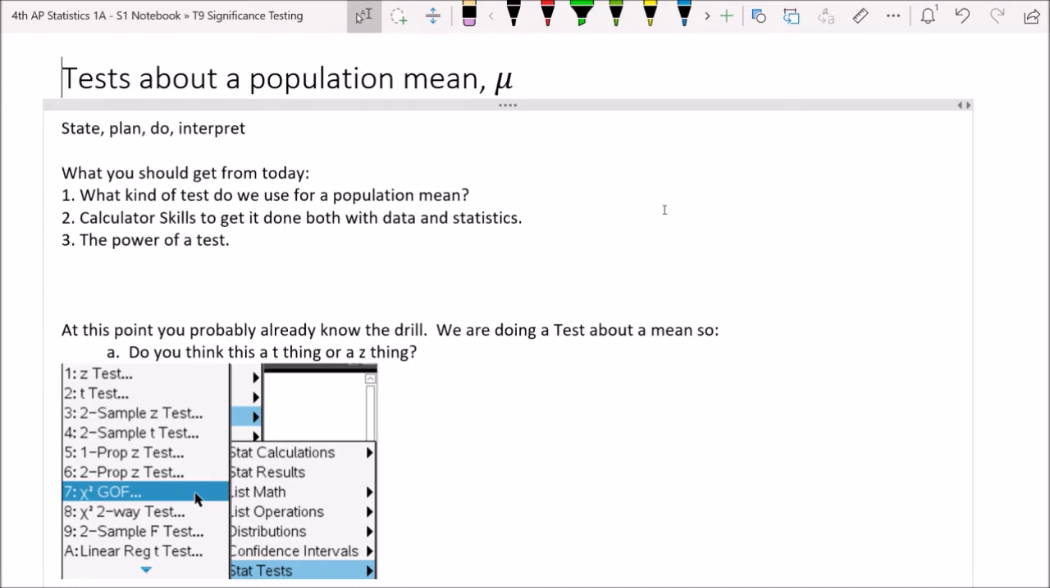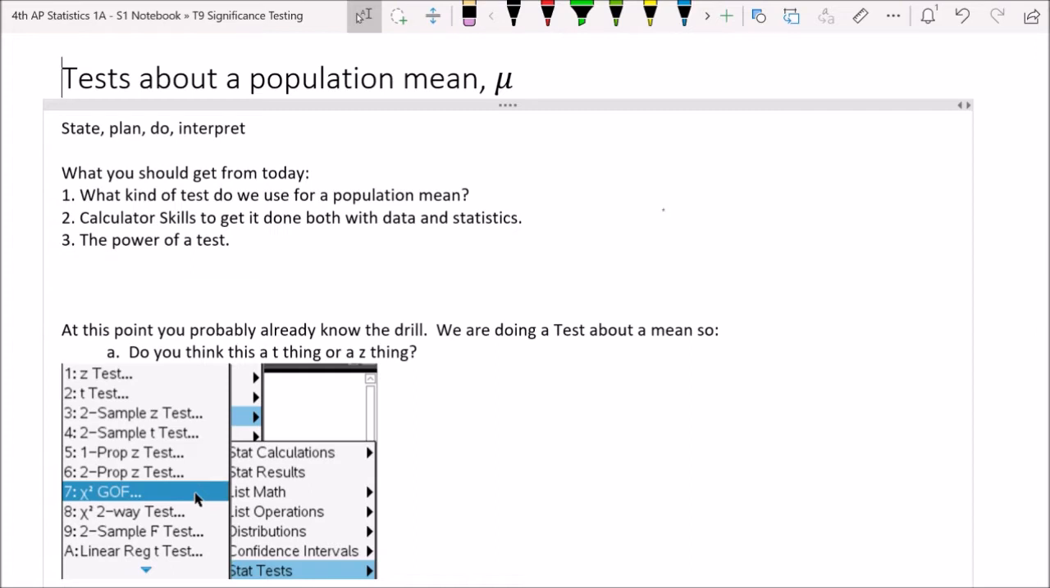So here's what I want you to get out of this video today. First of all, I want you to know which kind of test we use when we're dealing with a mean. I want you to have the calculator skills to do that successfully, whether you're given data or whether you're given statistics. And then we're also going to learn what the power of a test is. Okay, so let's get right into it.